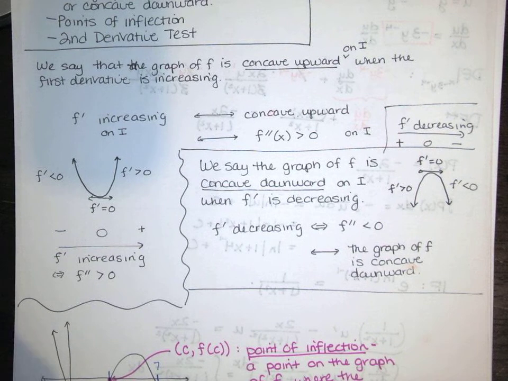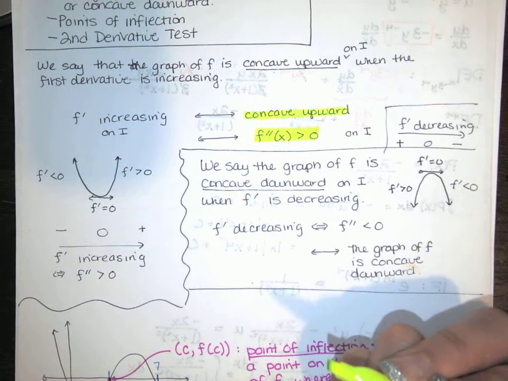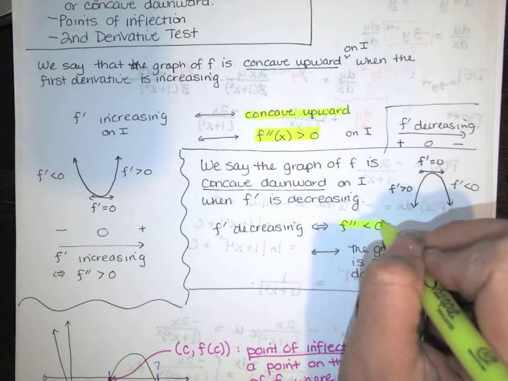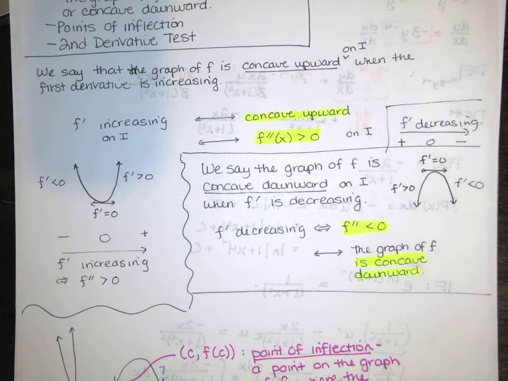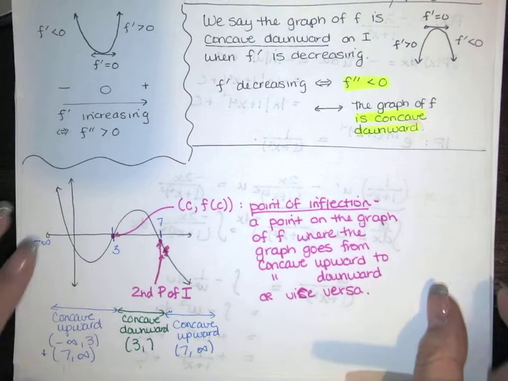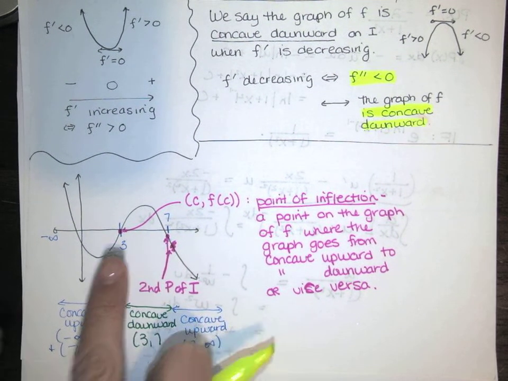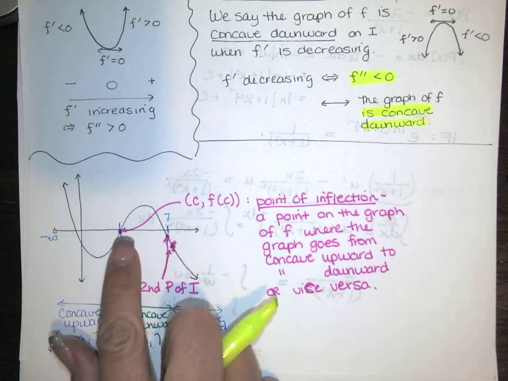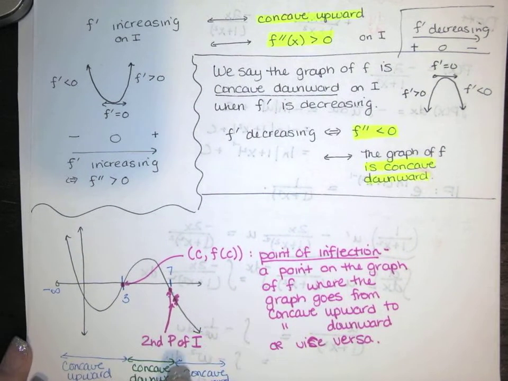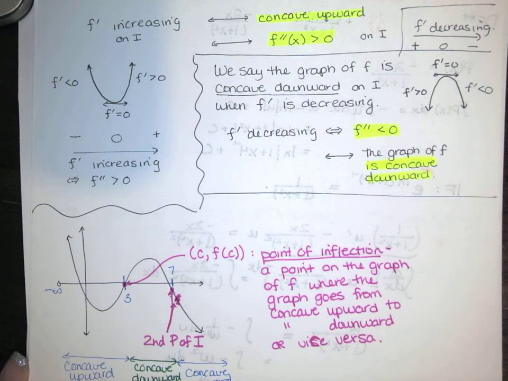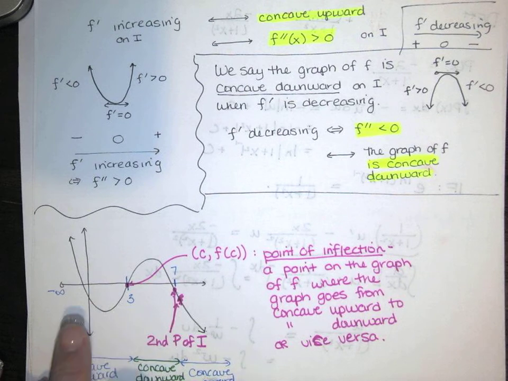f double prime, because f double prime is positive where the graph is concave upward, f double prime is negative where the graph is concave downward, and that point where it transitions from concave upward to concave downward or vice versa, those are points of inflection. Now, if f double prime is 0, that does not necessarily mean you have a point of inflection, but the potential points of inflection are the x values where f double prime is 0. So at every point of inflection, f double prime is 0.